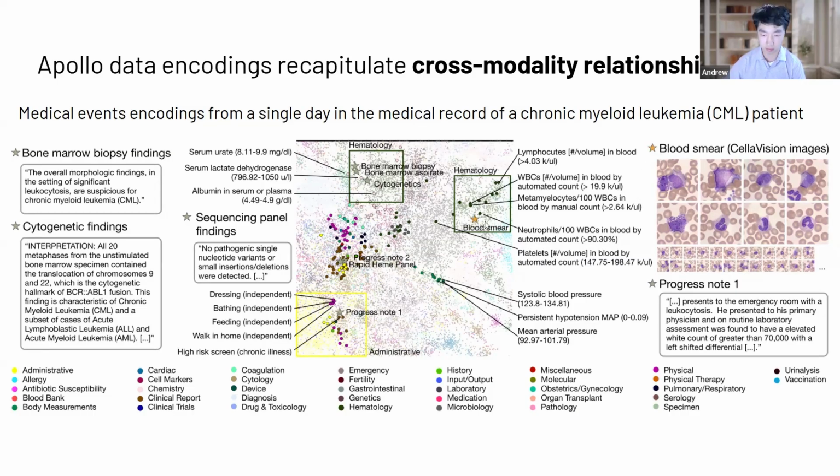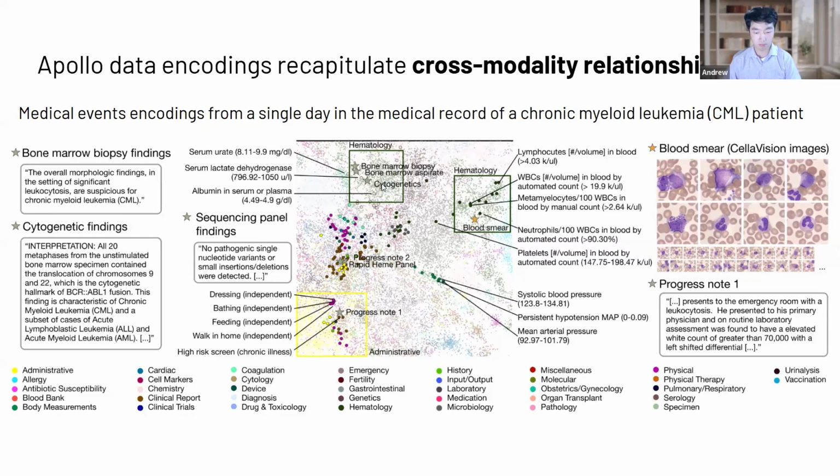And so here you can see the blood smear, these are images, mapping very closely in the embedding space to these hematology lab tests. All these dark green dots are hematology. And these lab tests show leukocytosis, and these blood smears also show evidence of that. So similarly, you have these bone marrow biopsies and cytogenetic findings. These are mapping to here on top of the hematology background cluster here, that's in dark green.